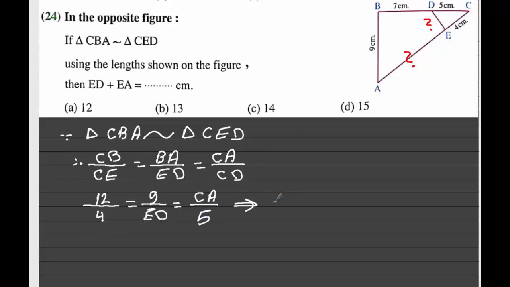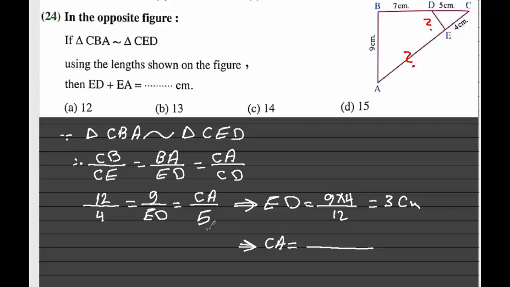So from that we can calculate ED, which equals 9 multiply 4 over 12, which is 9 multiply 4 is 36, divided by 12 equals 3 centimeters. Also, to calculate CA, it equals 5 multiply 12 over 4, which equals 15 centimeters.